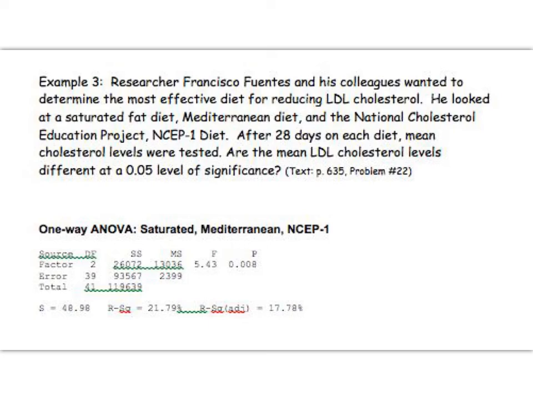Heck, I don't care about cholesterol. I want to know how to lose some weight. Where's the study on that? All right, back to work.